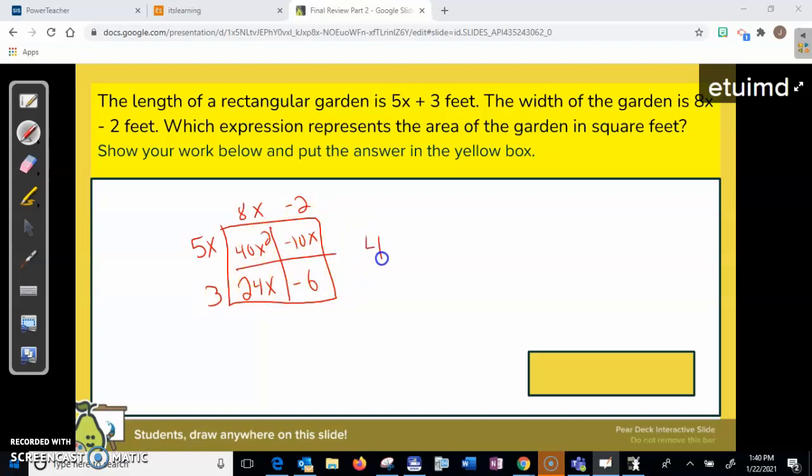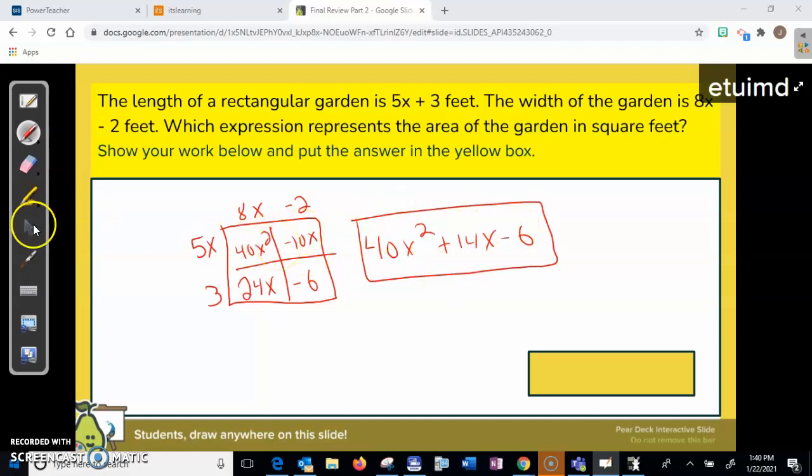Combine like terms. This is 40x squared. 24 minus 10, that's plus 14x. Minus 6, this is your answer. Set up the box method, and you're good. Now, last one, guys, last one. Here we go.